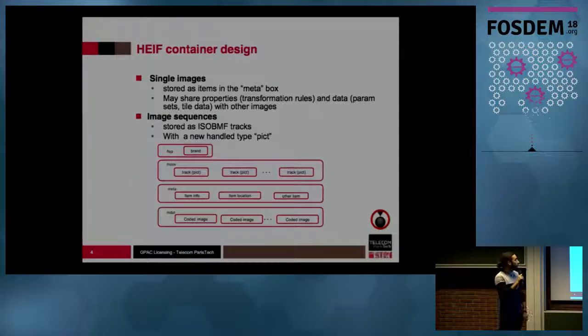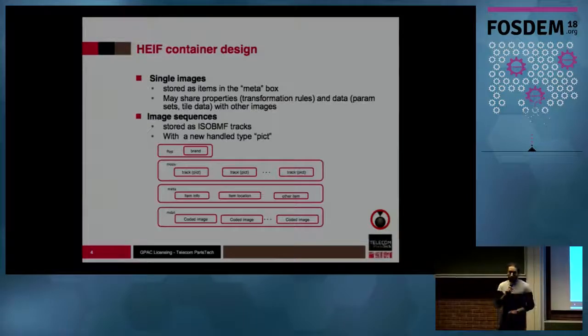The design of the HEIF container is based on the ISO BMFF construct, which is supported in GPAC. So for a single image, you can store it as an item in the meta box, and you can also share properties like transformation rules and data, like parameter sets and tile data, with other images. You can also store image sequences as a usual ISO BMFF track, but with a new handler type called pict.